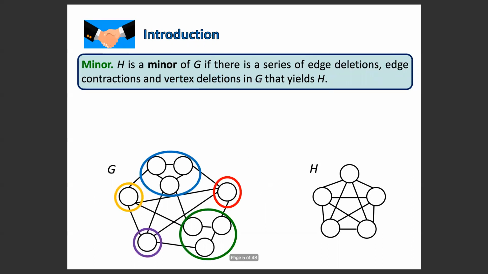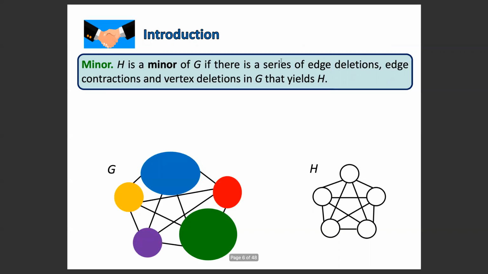Now look at these sets, the colorful sets. Each one of them is connected, so we can take a spanning tree in each one of them and contract the edges of the spanning tree. After doing so, we obtain the following graph, which is exactly H. So here we get that indeed H is a minor of G.